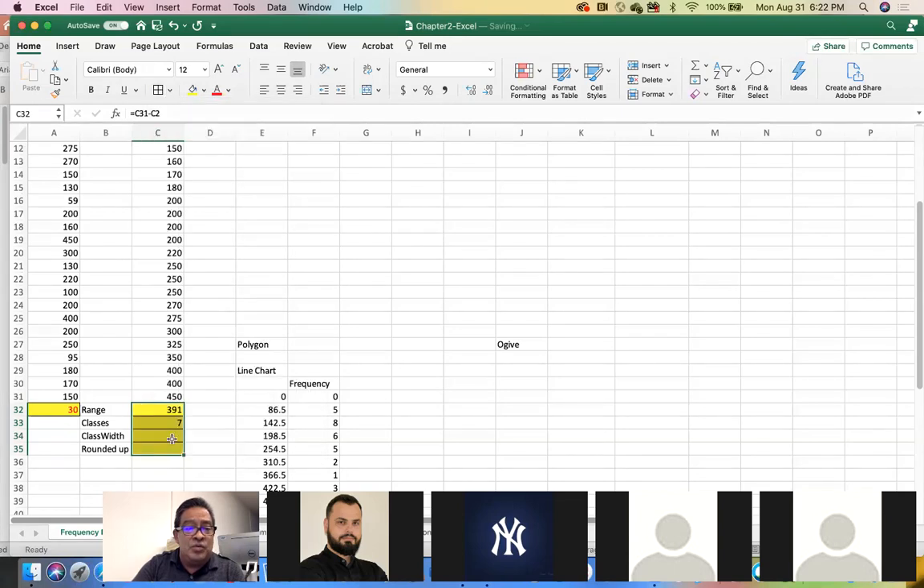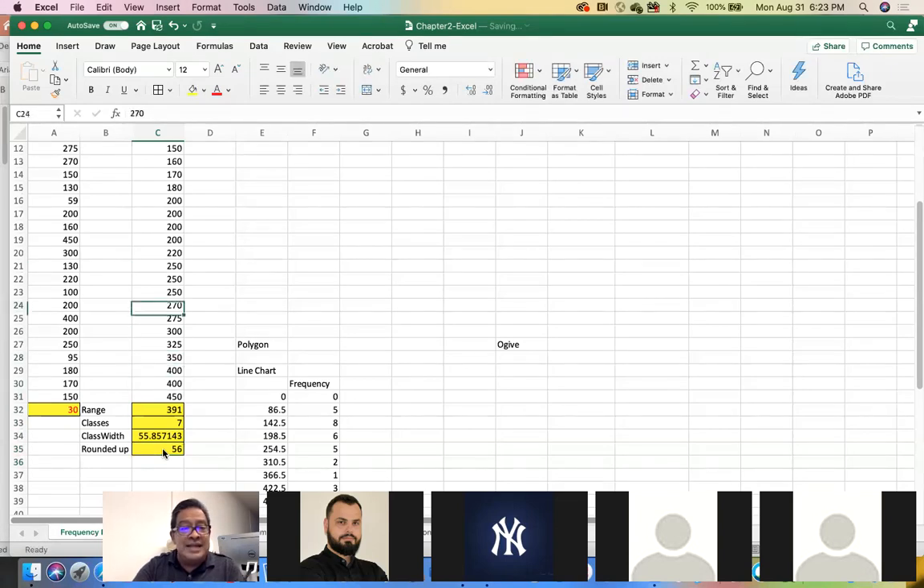So we have a range of 391 and 7 classes. Remember, the class width is calculated by dividing the range by the number of classes. My class width is going to be 55.85. Remember, I said we have to round it up to the next integer, so I'm going to be using 56.